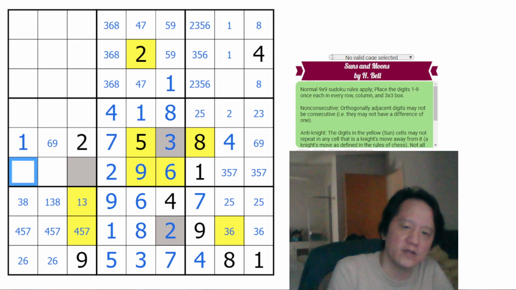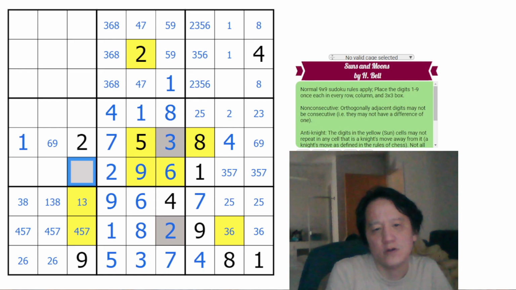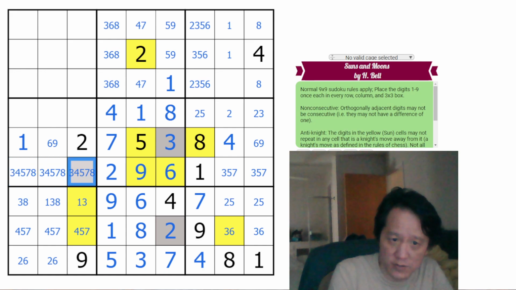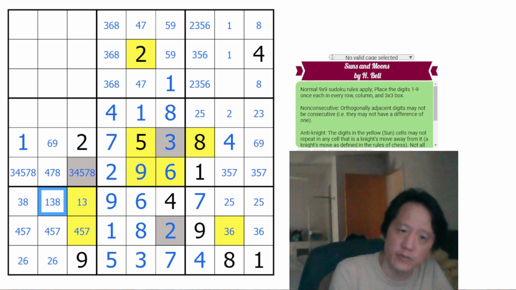No 4, no 8. Huh. 3, 4, 5, 7, 8. The 4 has to be one of these 3. So if this is 3 or 5, it would see both 4. So this cannot be 3 or 5.